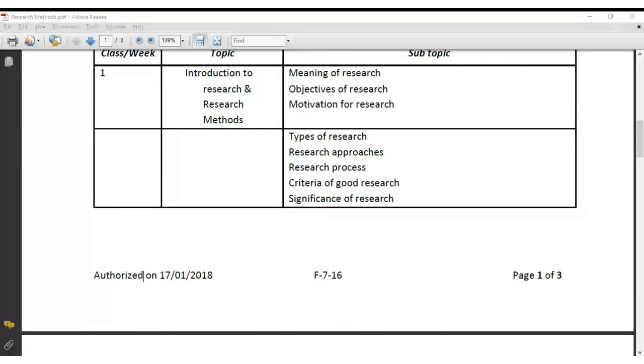So in chapter 1, we will discuss meaning of research, objectives of research, and motivation for research, or why do people do research. Also, we are going to discuss types of research, research approaches, research process, criteria of good research, and significance of research. Please don't worry, we already have the course outline in your ZDS portal. So don't worry about it. You're going to find it there. I already uploaded it. Then chapter 2, we have research problem.